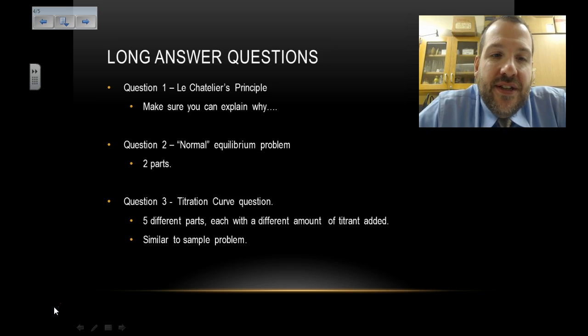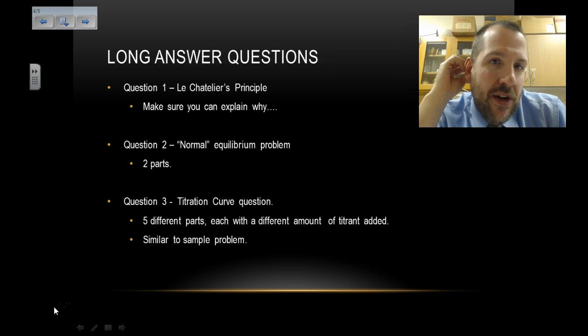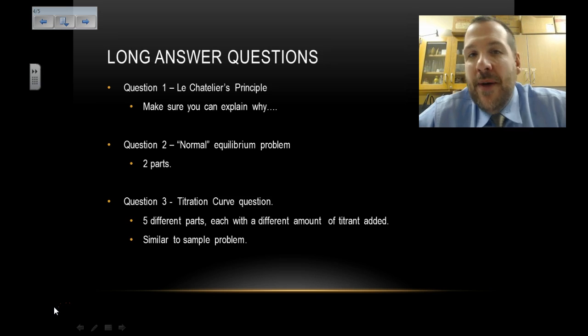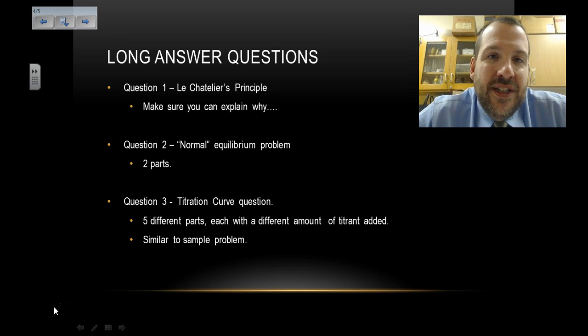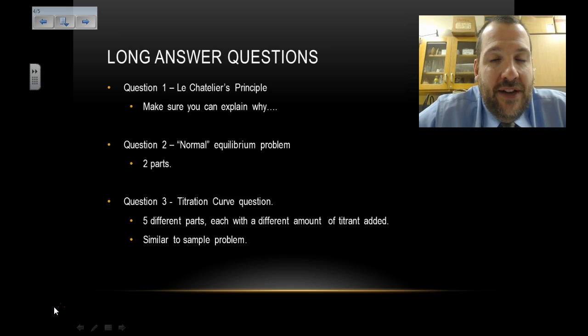Then the second question is a normal equilibrium problem. We're not titrating, we're not doing anything like that. We're just taking an acid or a base and trying to figure out its hydronium ion concentration. Then there's a second part where you find its pH. So it's just a straight up, can you do an equilibrium problem? And then question 3 of the long answer section is the one that is going to tell me whether you truly understand acid-base equilibrium.